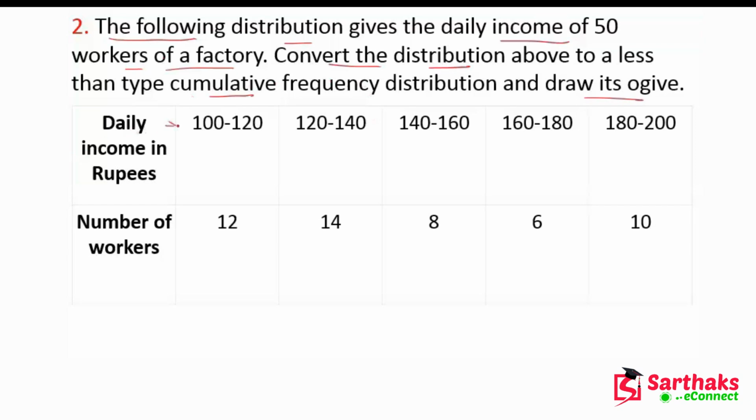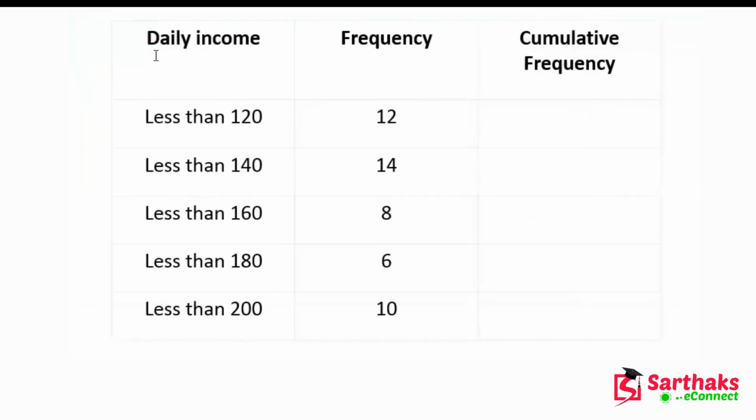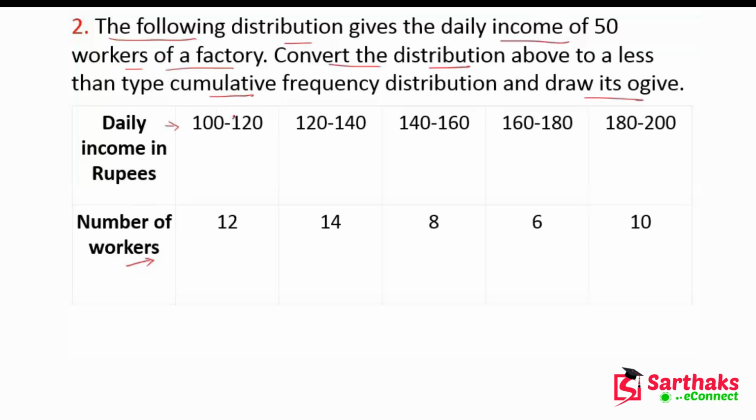In this we have a daily income which is in rupees, and we have number of workers. So now my dear friends, first of all, we have to draw the table like this. So this is our table. Okay, and we know that for drawing the less than ogive curve, we have to take the upper limit. If you see in this question, our upper limit is 120, 140, 160, 180 and 200.